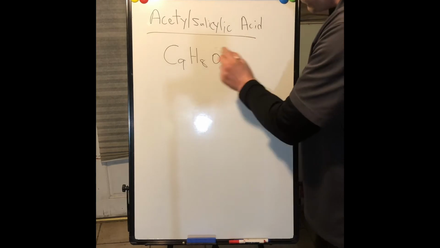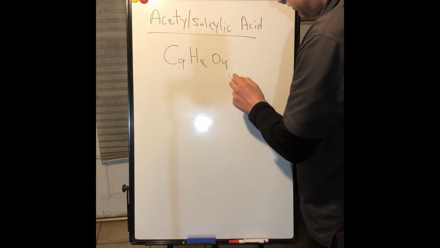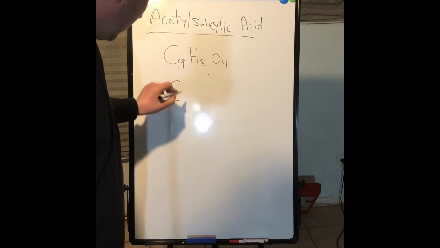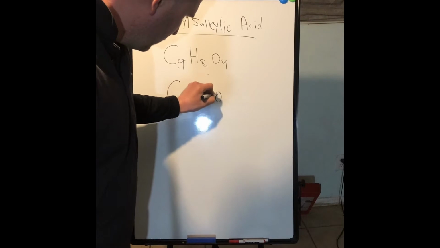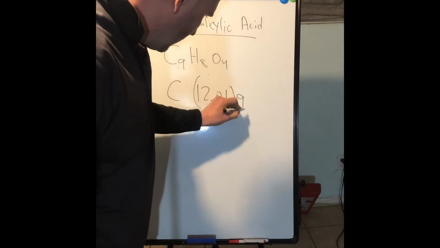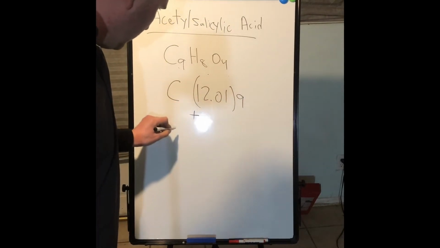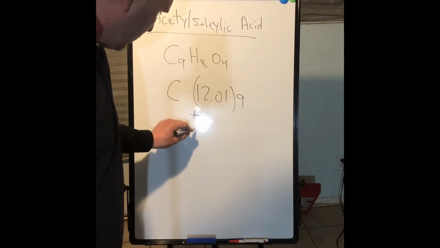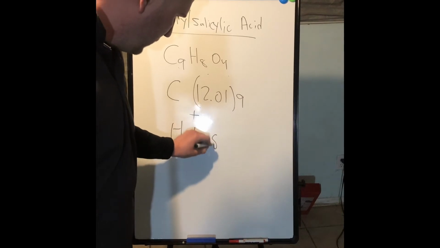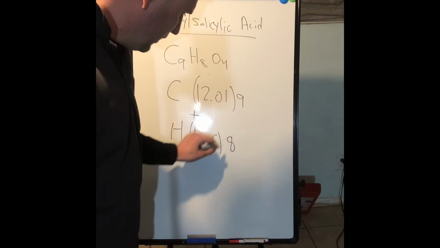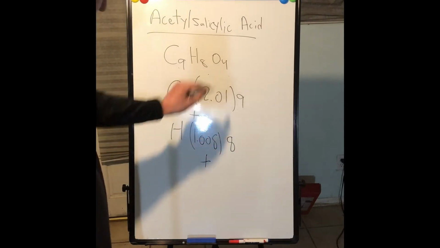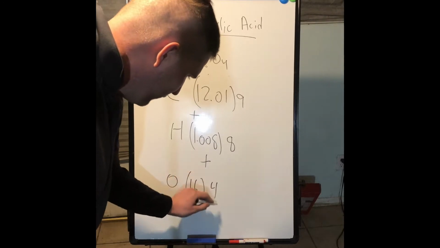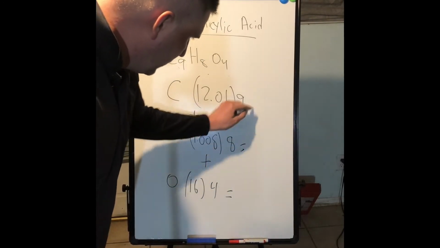For acetylsalicylic acid, we want to know the molar mass. So we take the mass of carbon, which is 12.01, multiply that by 9, add that to the mass of hydrogen, which is 1.008, multiply that by 8, add that to the mass of oxygen, which is 16, and multiply that by 4, and we add them all up together.